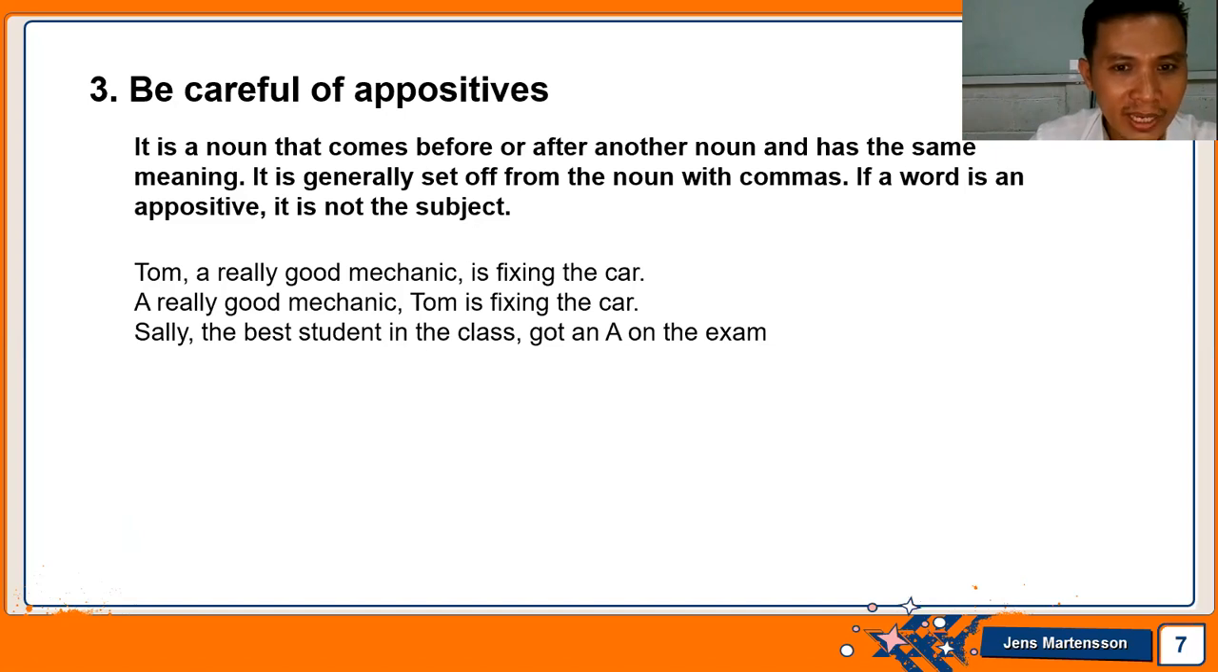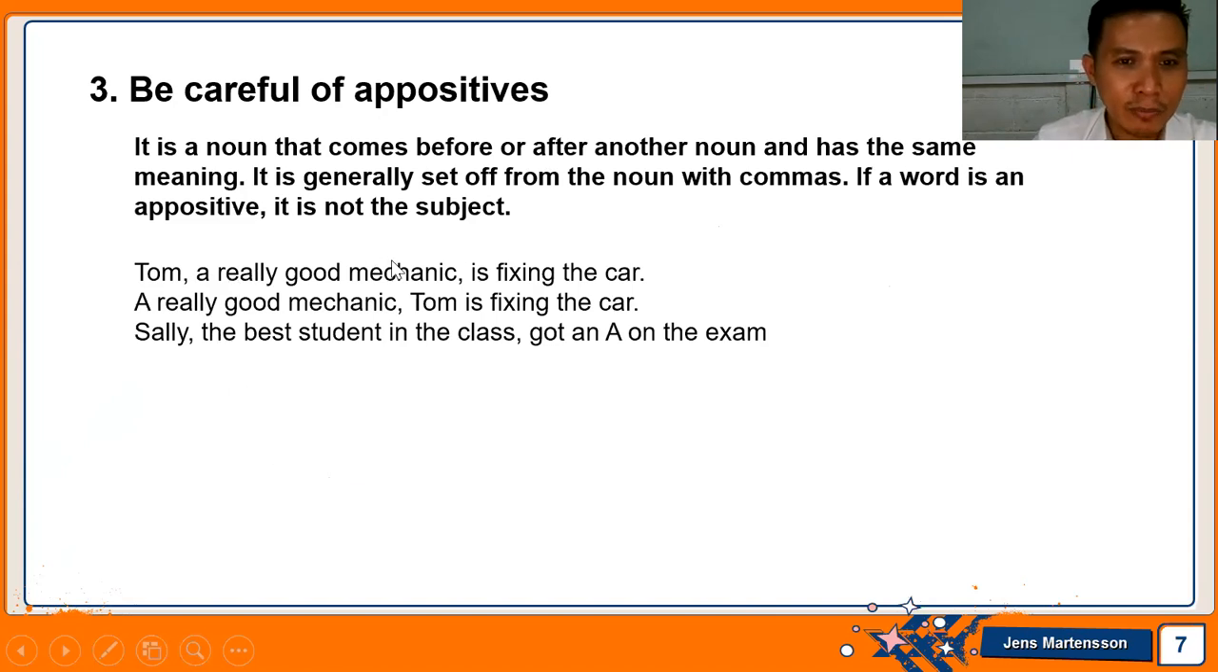Tom, a really good mechanic, is fixing the car. Okay, look at this one here. Tom, and then a really good mechanic. Nah, yang dimaksud dengan noun that comes before or after a noun itu yang mana sih? Yang mana posisinya di sini? Tom, a really good mechanic, is fixing the car. Mana sih kata yang datang setelah kata benda itu? Yang mana dia? A really good mechanic, sir.